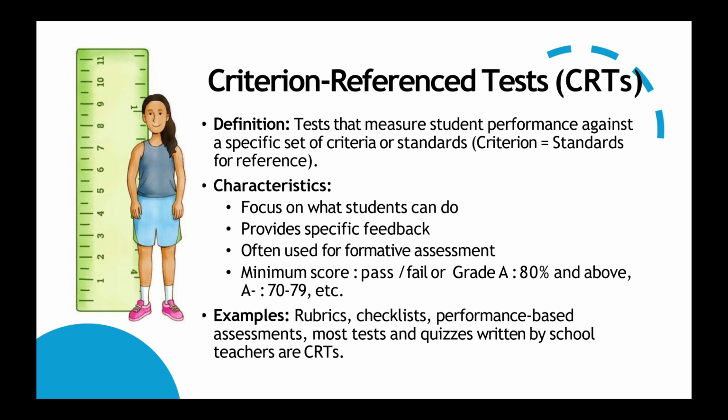Okay, for example here, we have rubric, checklist, performance-based test and quiz. Okay, and usually we can see here they set a criterion for an examination or quiz score. To pass and fail, the student must get 80% to get a grade A and above. Okay, and then 70 to 79 to get A minus. That is the criterion and standard that we put inside our tools, our test tool.